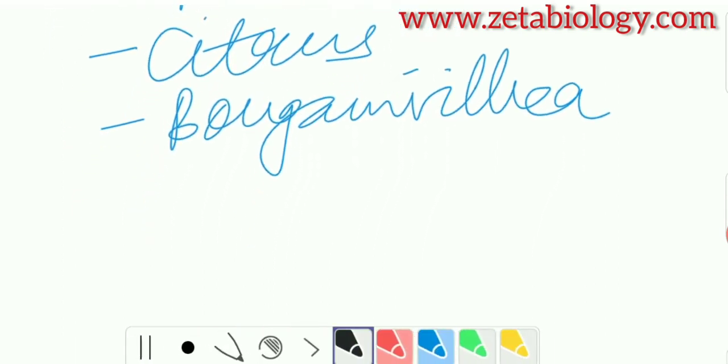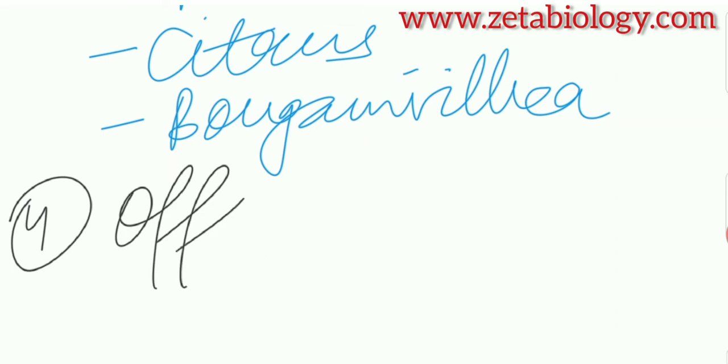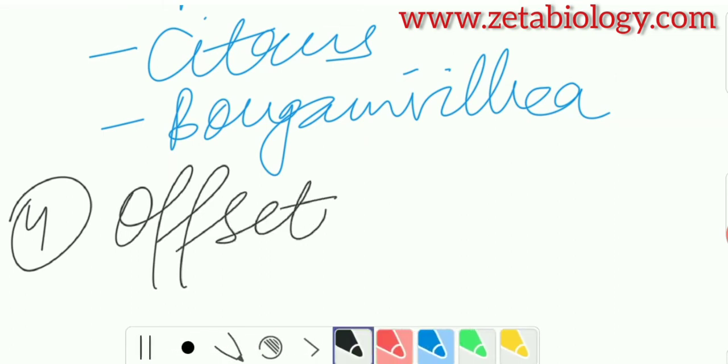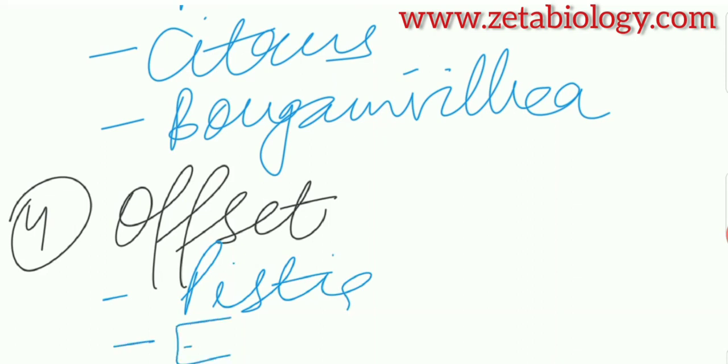Fourth modification is offset. These are present in, first of all, pistia, and second, eichhornia.